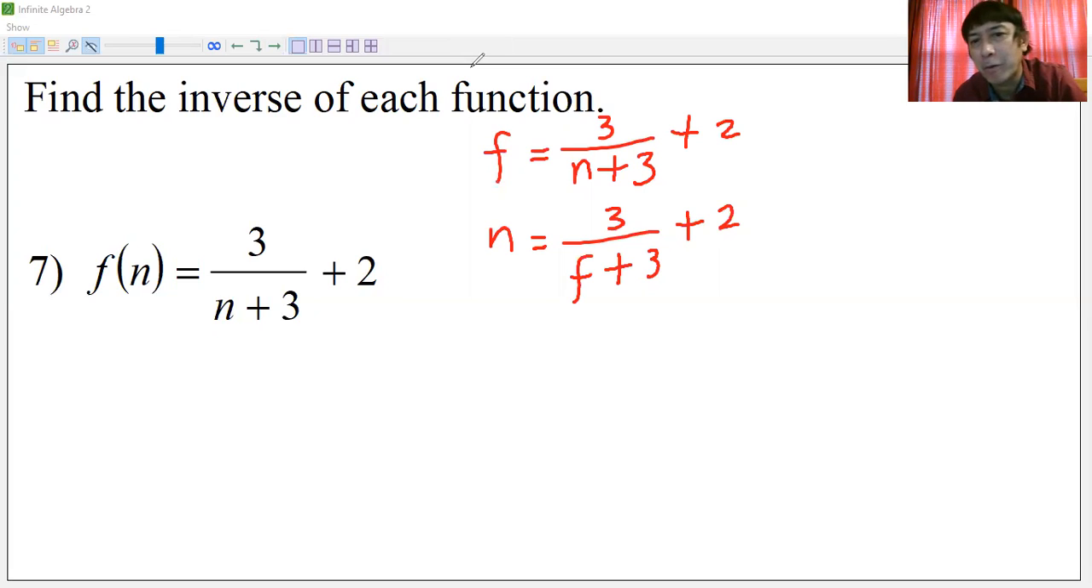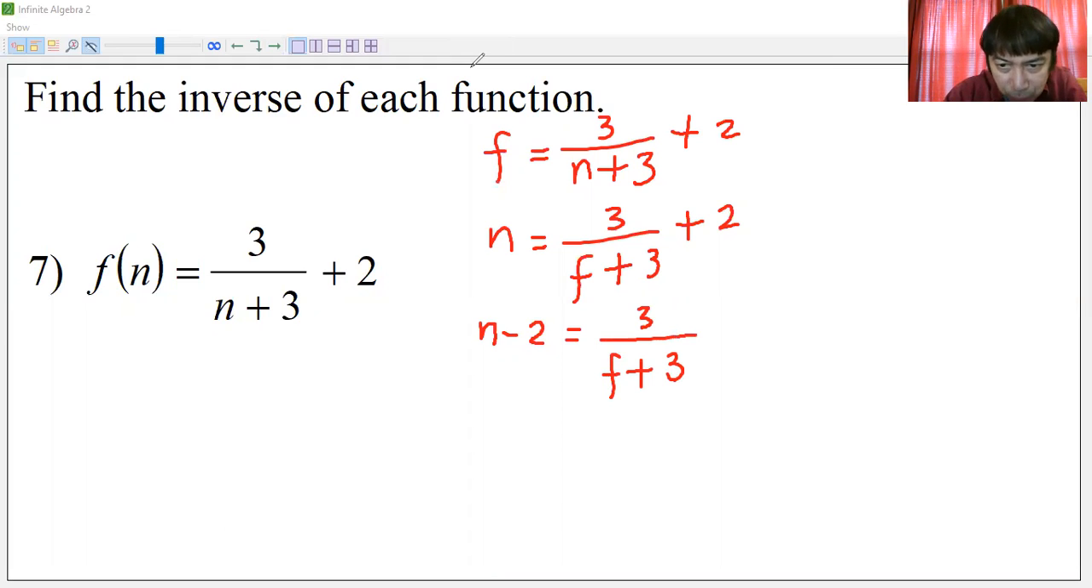First thing we do, just like the previous, is subtract the 2 from both sides, making this n minus 2. We're doing a literal equation here. Transpose the 2 to the other side, becoming a negative. The right side will just be 3 over f plus 3. Next, multiply both sides by f plus 3 so we get rid of the fraction.